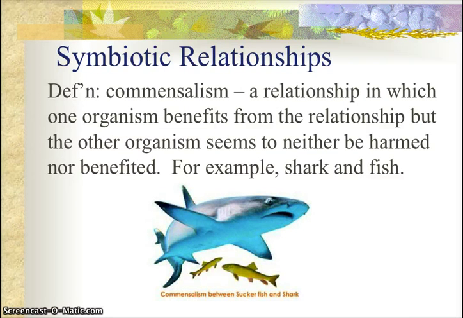The second type of symbiotic relationship is commensalism. With commensalism, one organism benefits, but the other organism is neither harmed nor benefited. For example, the shark and the fish that attach to the shark. The shark benefits from the fish attaching to it because the fish clean the shark.